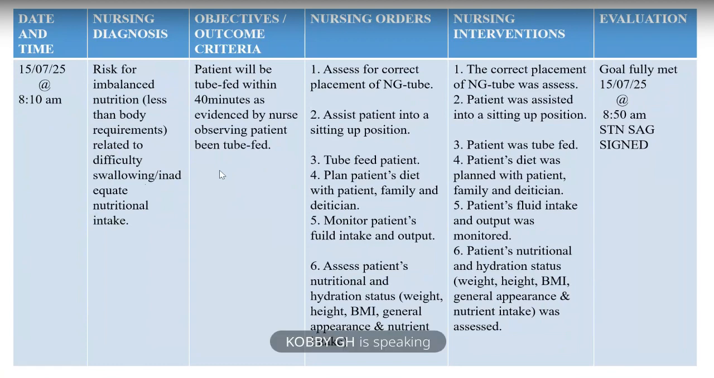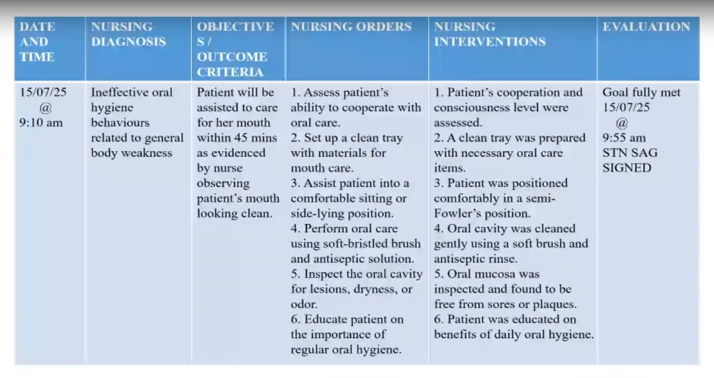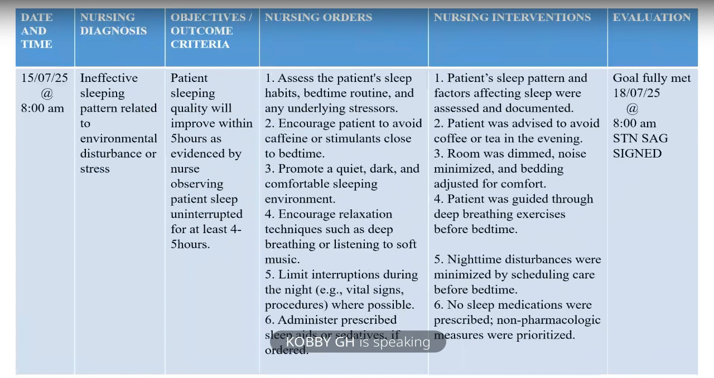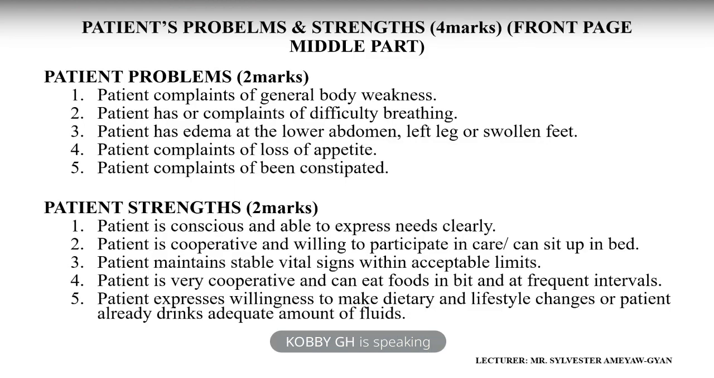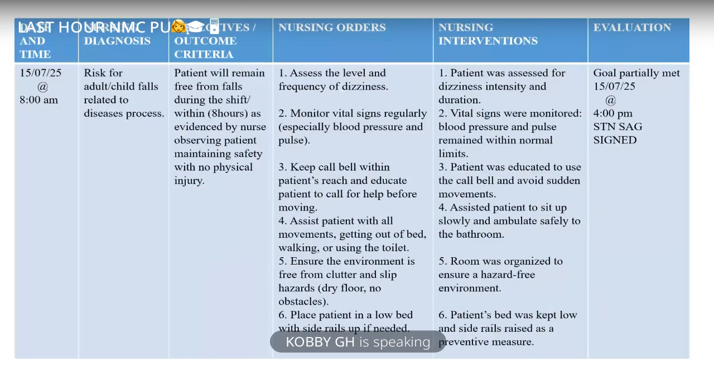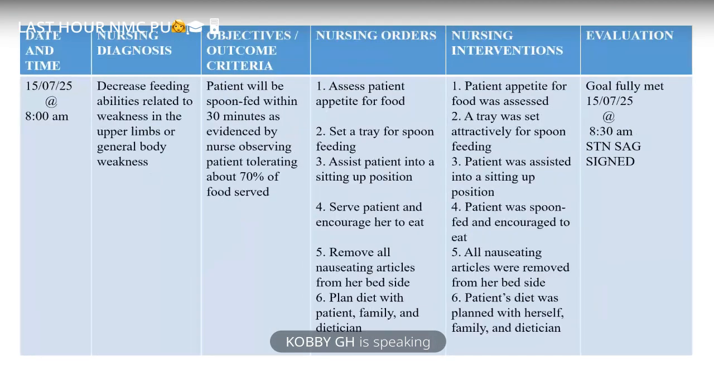I think I've touched on all these before. Let me quickly take you to problems like constipation, and then problems like loss of appetite. So if patient complains of loss of appetite, you see that one is different from patient cannot eat without assistance. So how we write the diagnosis for that one is different. See how we write the diagnosis for patients who cannot eat without assistance: decreased feeding abilities related to weakness in the upper limbs.